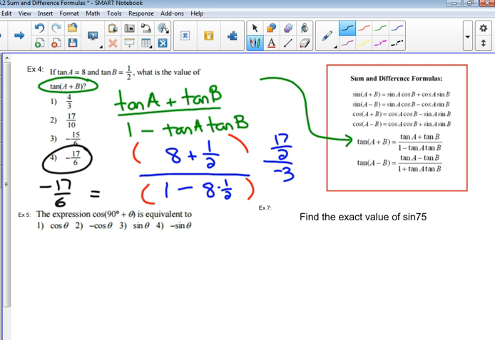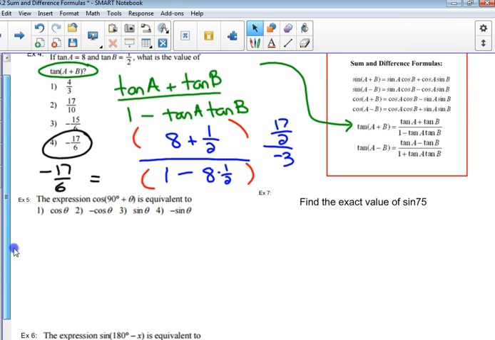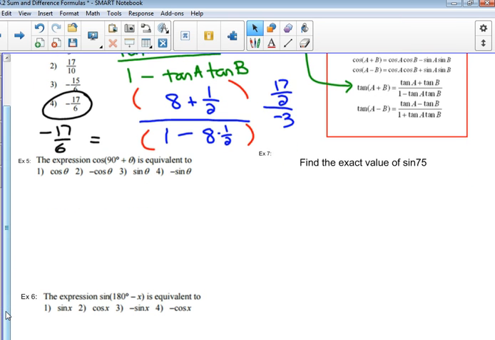How are you guys doing so far with this? Is it confusing to you? Not too bad. It's a lot of just subbing into formulas, and that's basically it. See if you guys can figure out which one we should use next.